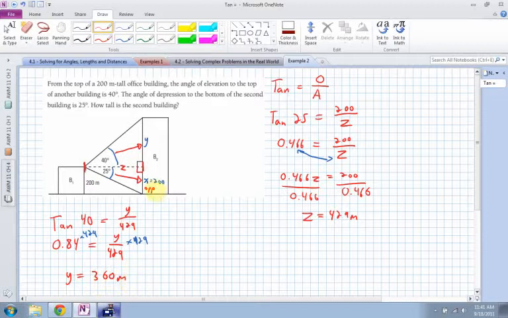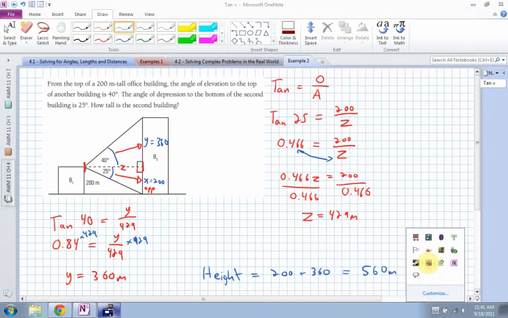I have the distance for x. I just figured out that y is equal to 360. To figure out the height of the building, what do I have to do? Oh yeah, that's right. I have to add them both together, right? So I get the height is equal to 200 plus my 360, which is equal to 560 meters. And that's how you solve the question for the height of the building.